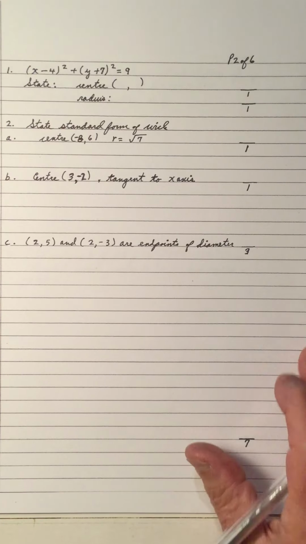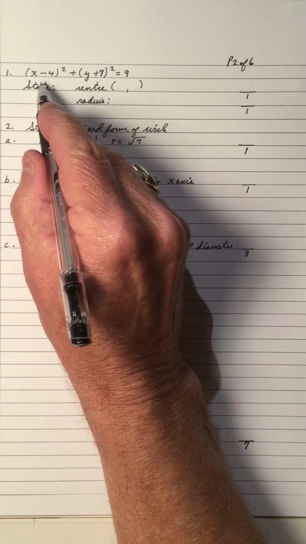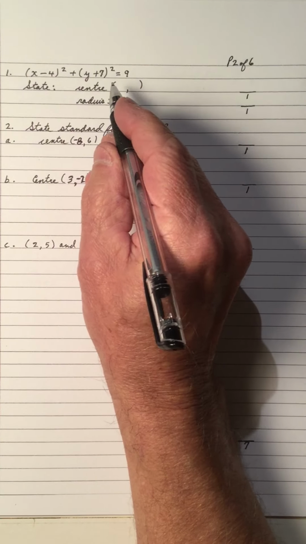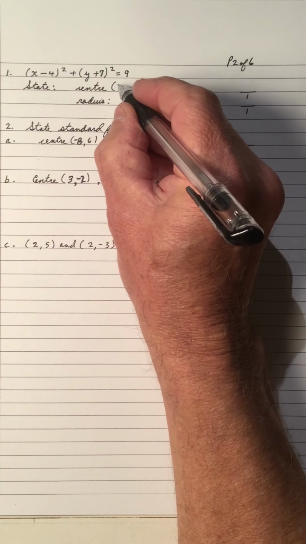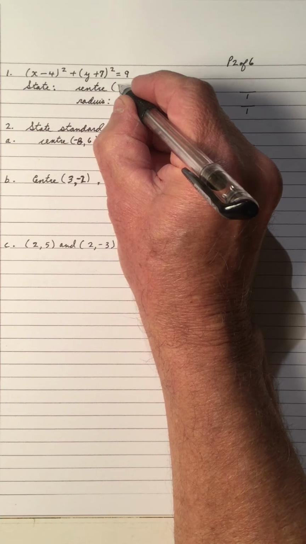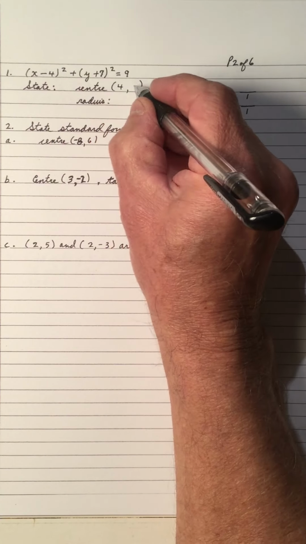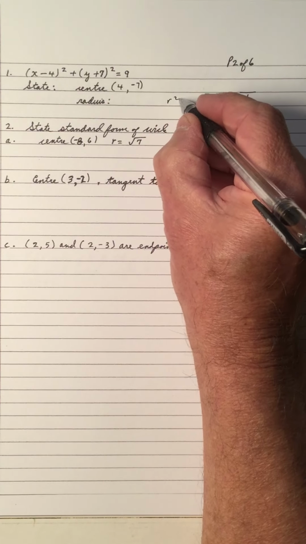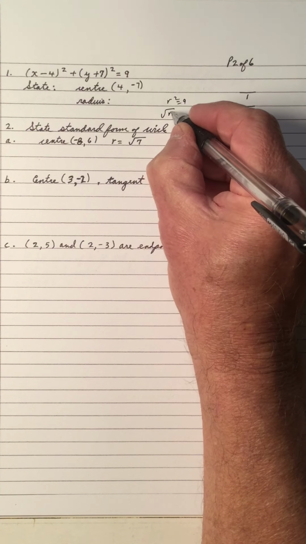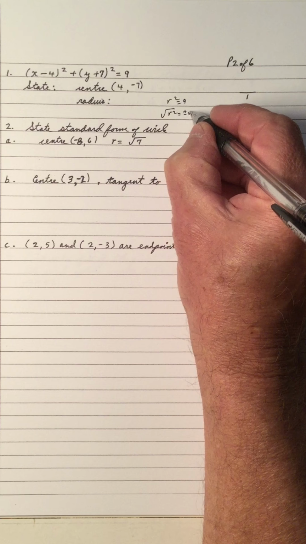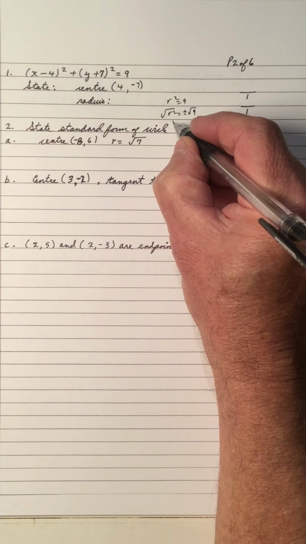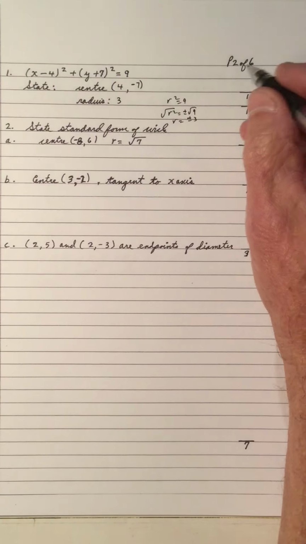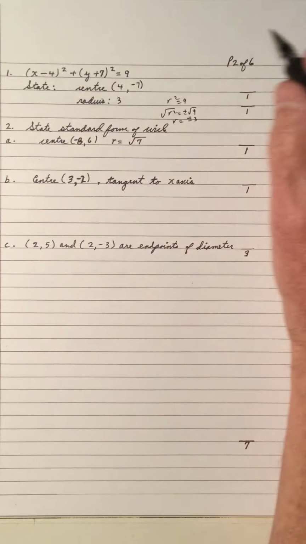Review. Number 1, we have the equation (x - 4) all squared plus (y + 7) all squared equals 9. And this represents a circle. The center is the opposite of -4, which is 4, and the opposite of +7 is -7. And the radius: r squared is equal to 9. So the square root of r squared is plus or minus the square root of 9. So r is equal to plus or minus 3, but the radius has to be positive. So I'll give you a mark each if you have these two answers.